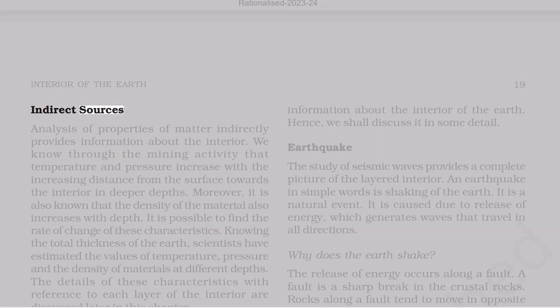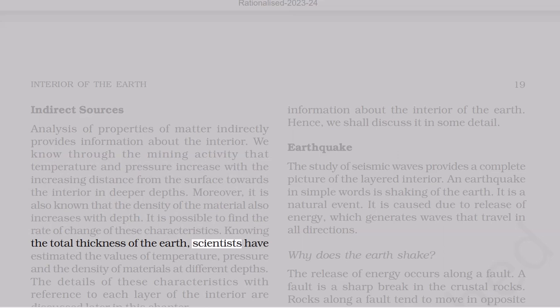Indirect sources. Analysis of properties of matter indirectly provides information about the interior. We know through the mining activity that temperature and pressure increase with the increasing distance from the surface towards the interior in deeper depths. Moreover, it is also known that the density of the material also increases with depth. It is possible to find the rate of change of these characteristics.